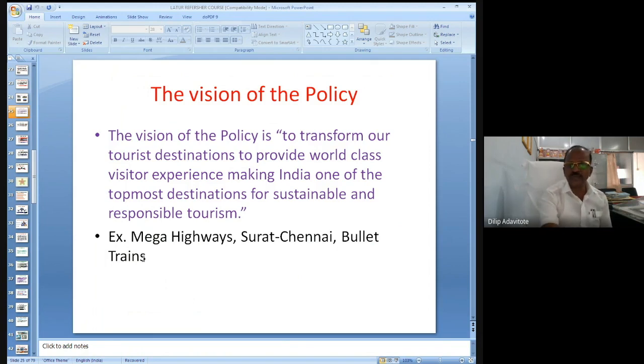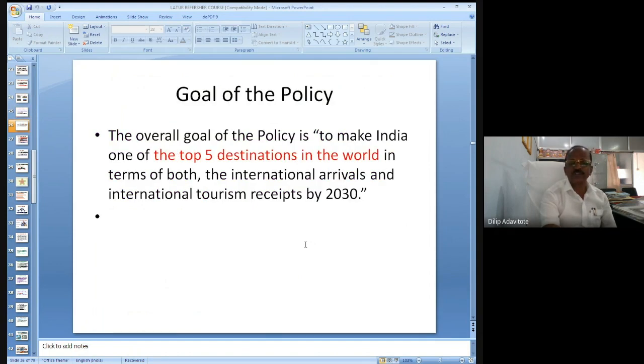and we know these mega highways are being built by the Transport Ministry. Honorable Nitin Gadkari ji is taking very serious efforts regarding these road lines, to make the tourism industry grow much faster in that sector. The goal of the policy is very clear: to make India one of the top 5 destinations in the world, not 100, 15.